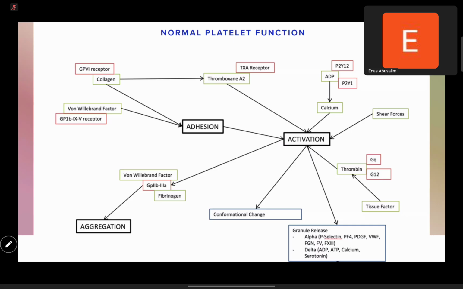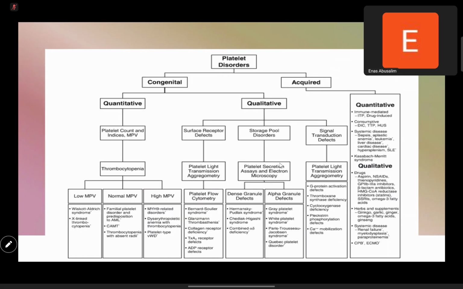So, like we said before, when we're talking about platelet disorders, it's either congenital or acquired, and then it's either quantitative or qualitative. Acquired quantitative disorders means anything that might cause thrombocytopenia. It could be an isolated thrombocytopenia like we see in ITP or drug-induced thrombocytopenia, or it can be thrombocytopenia associated with anemia, like we see in microangiopathic hemolytic anemias, or pancytopenia like we see in aplastic anemia.